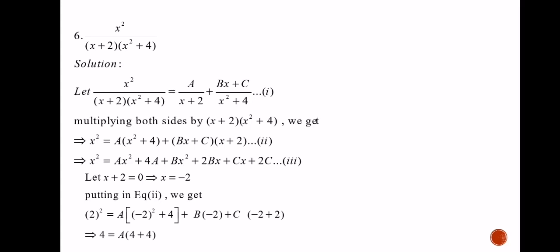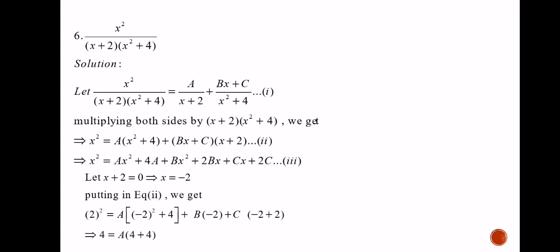Bx plus C is the linear polynomial, with B and C unknowns, and is the numerator of the fraction containing x square plus 4 in the denominator. It's our equation number 1. Multiplying both sides by the LCM of the denominators, we get x square equals A into x square plus 4 plus Bx plus C into x plus 2. It is our equation number 2, and equation number 3 will be obtained after multiplying the terms inside the brackets, and we get x square is equal to Ax square plus 4A plus Bx square plus 2Bx plus Cx plus 2C.